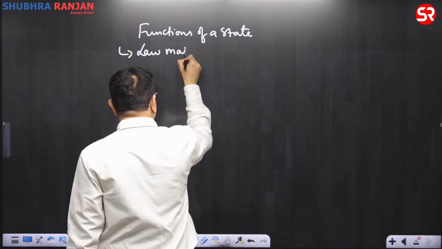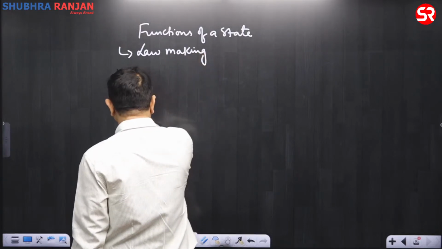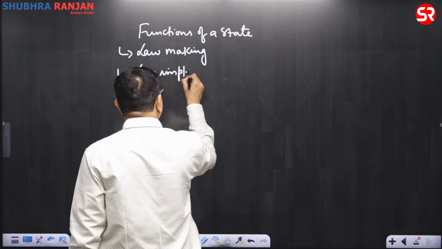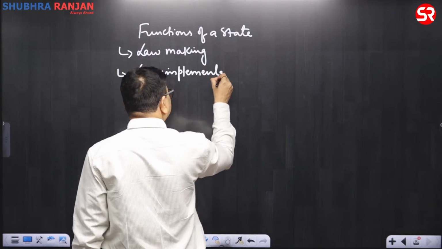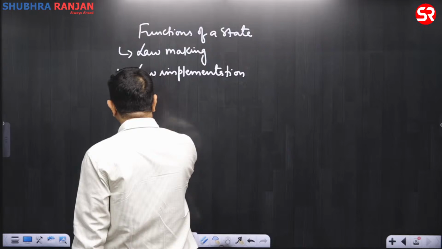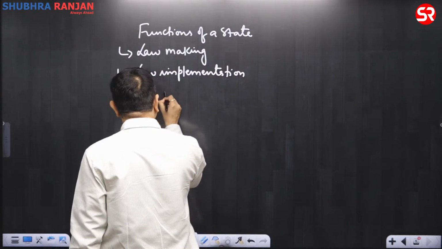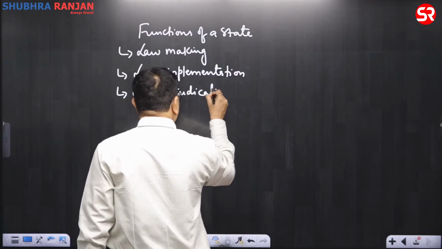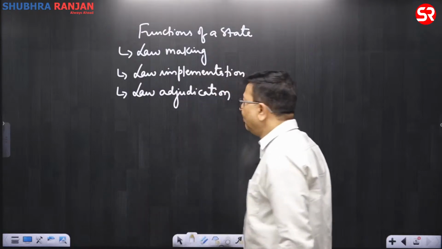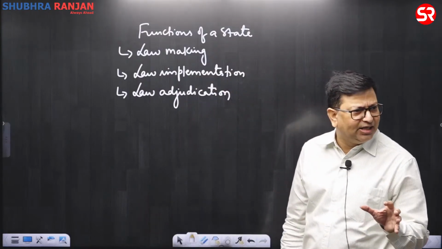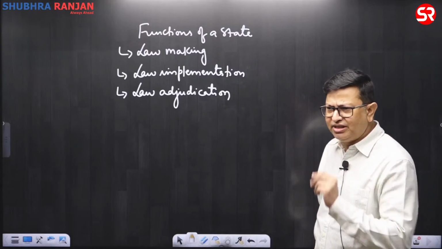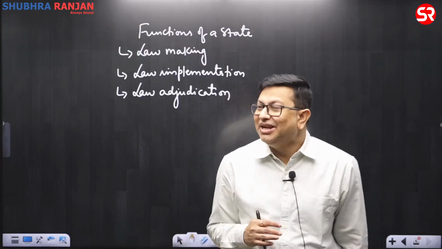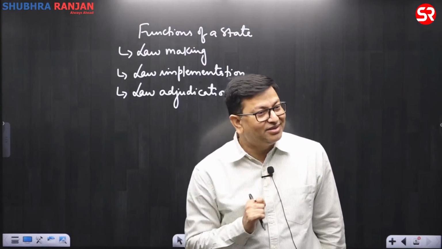Law making, law implementation, and law adjudication. Law making, law implementation, and law adjudication. These are the three functions. You see, first of all, you will have to get an understanding of why you are reading it. These are the basic things.